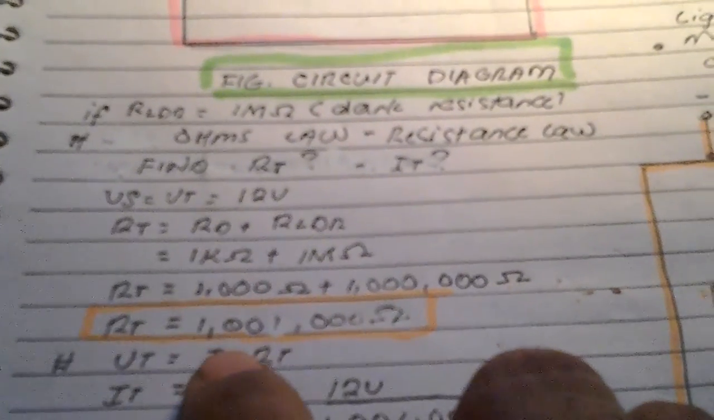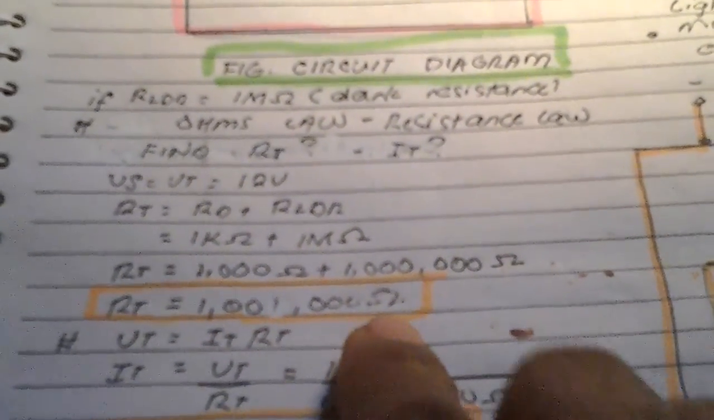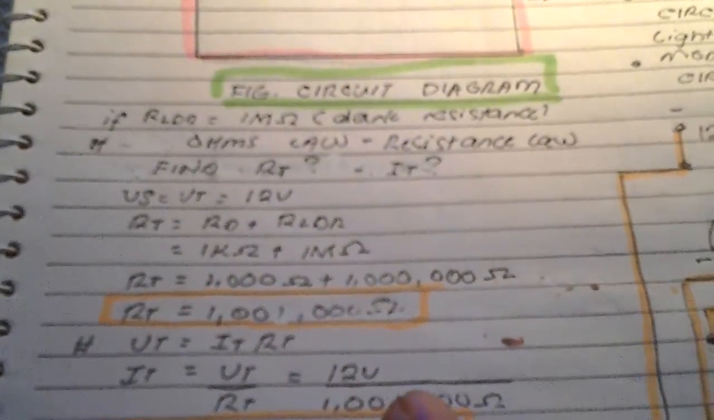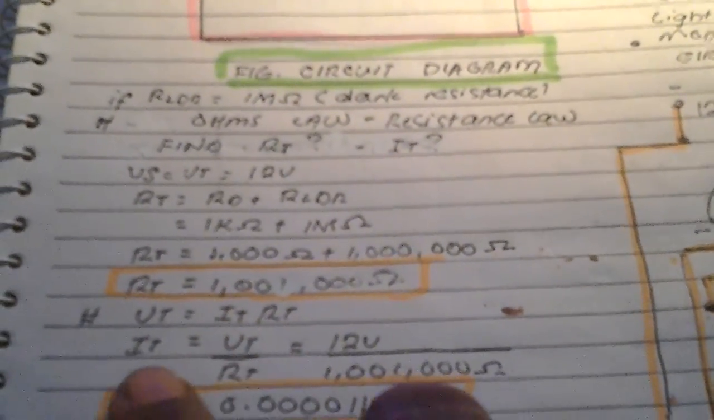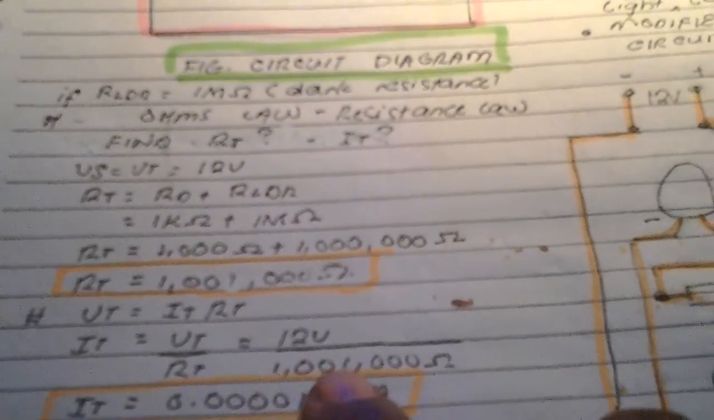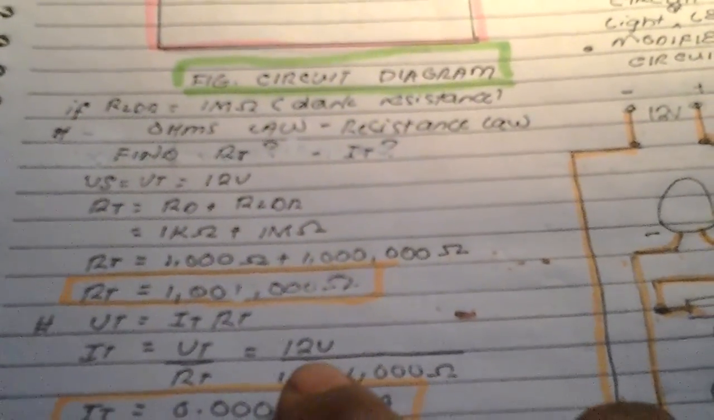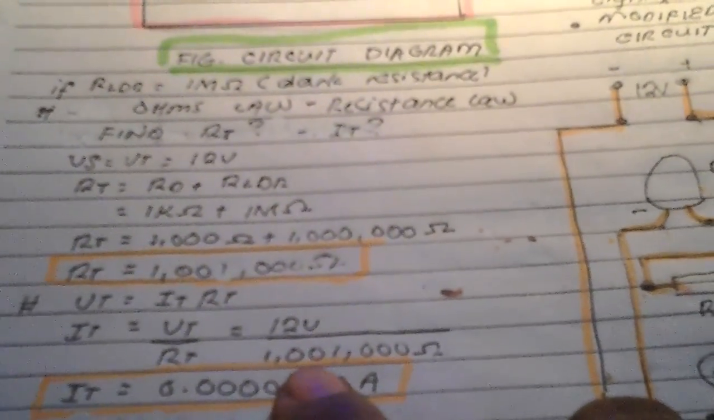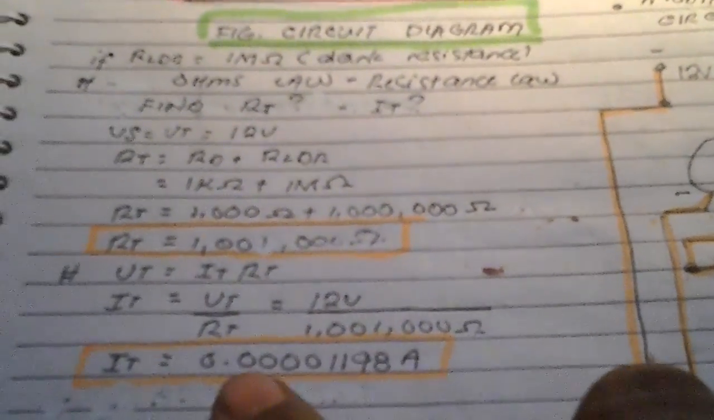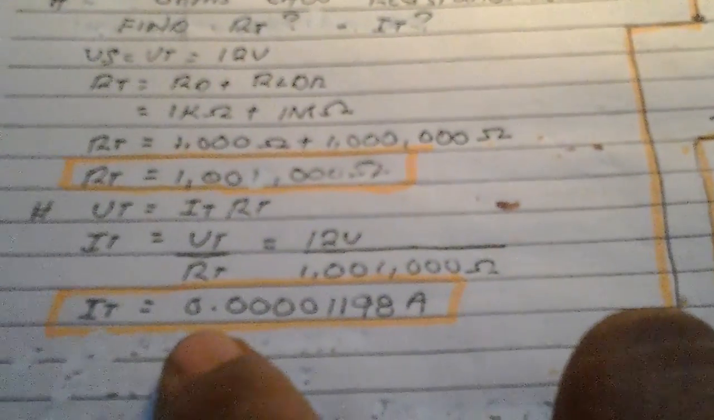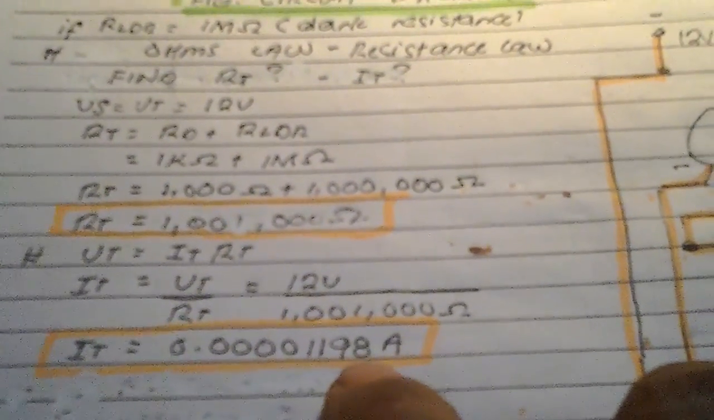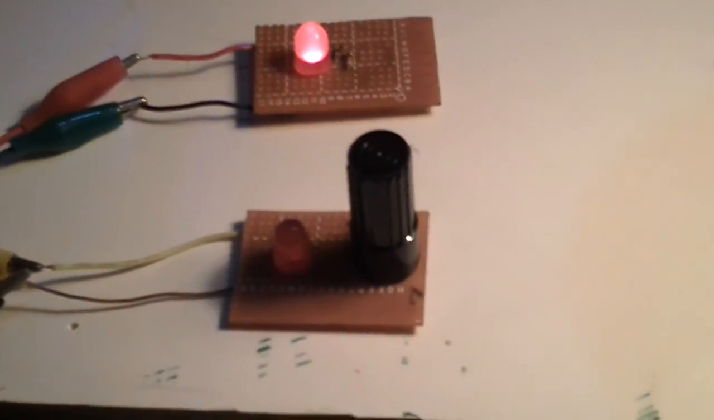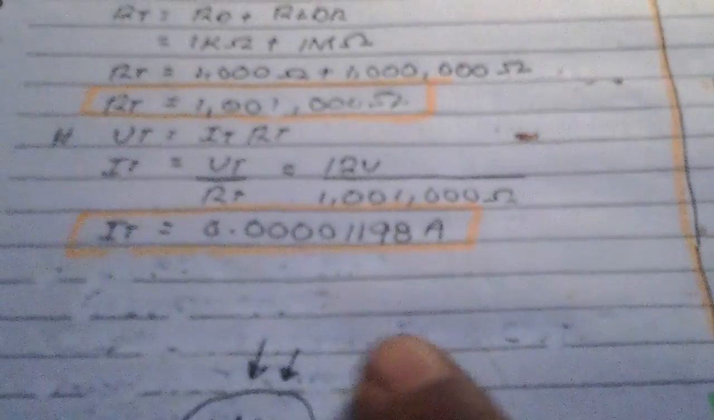Add, we have 1,000,000 ohms. And using the Ohm's law, voltage is equal to current times resistance. We get a total current of substitution here: 12 volts over the total resistance. We get now a total current of 0.0001198 ampere. So it means the current that flows here now is this.